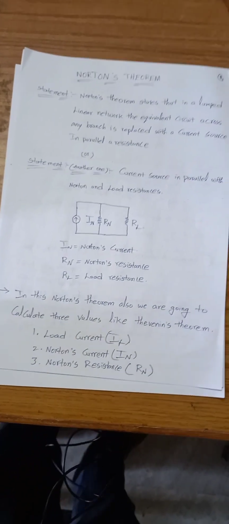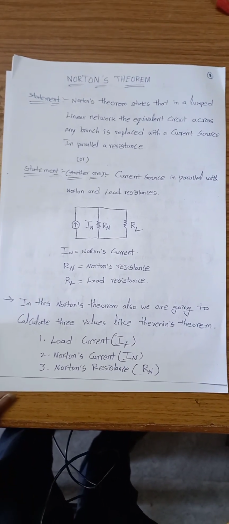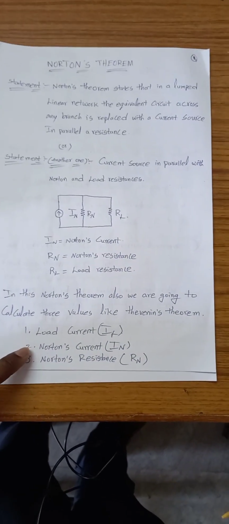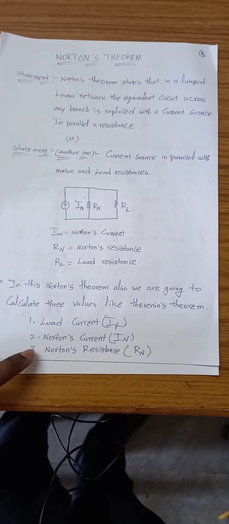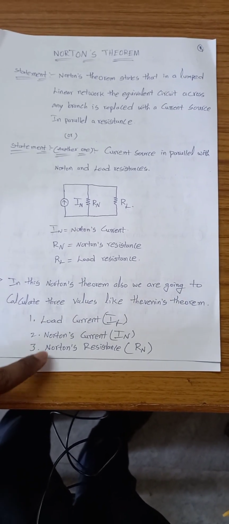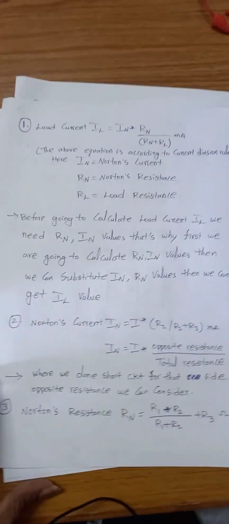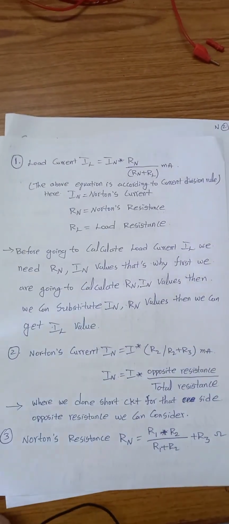Remember, we can compare this with Thevenin's theorem. Here also we are going to calculate three major values: one is the load current, another is the Norton's current, and another is the Norton's resistance. We are going to calculate these three values in Norton's theorem. What is the first one? Load current. We need to calculate the load current first.